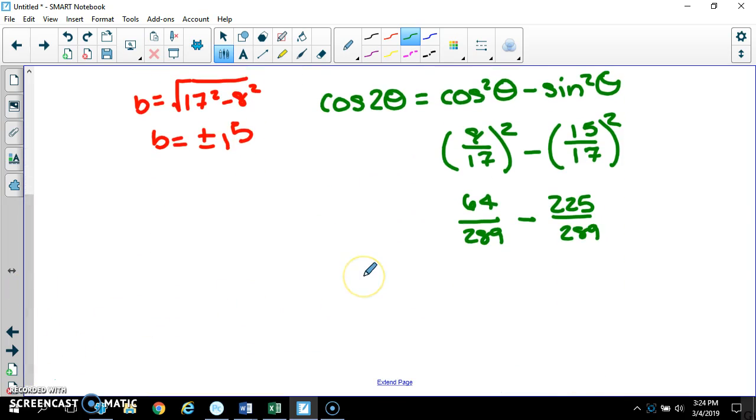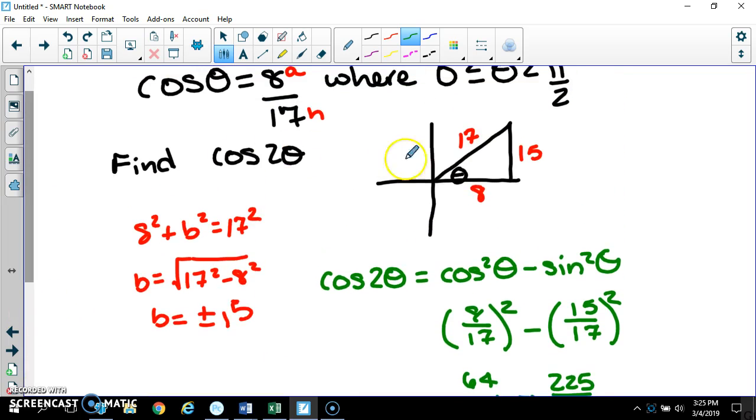So I've got 64 minus 225 for my numerator, and that's going to get me negative 161 over 289. So that is the cosine of the double angle that I'm given. Initially I'm given this angle, and I'm doubling whatever this angle is. I don't know what this angle is. I know its side measures though, but I don't know what that angle measure is.